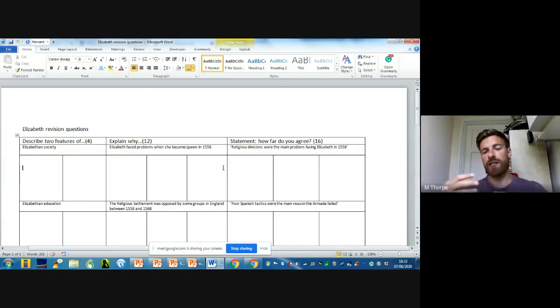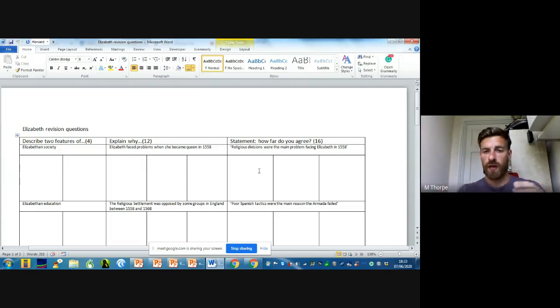We're not actually going to answer any questions. We're going to write down how we'd approach it and what we'd put in each paragraph. And the final column on the right hand side is the 16 marker. Okay, so for this one you'd have 5 paragraphs, well actually 4 because you wouldn't have an introduction, but we're going to put what we'd put in there for the 3 main paragraphs.